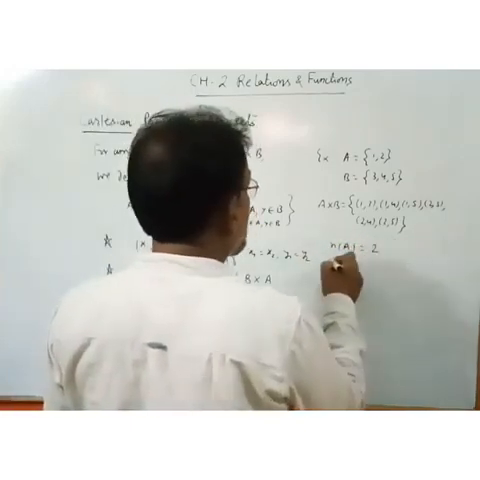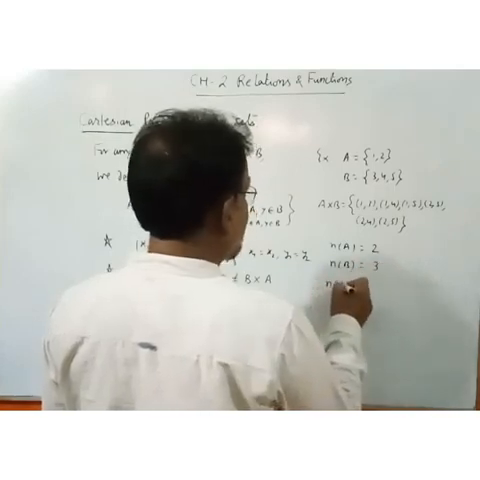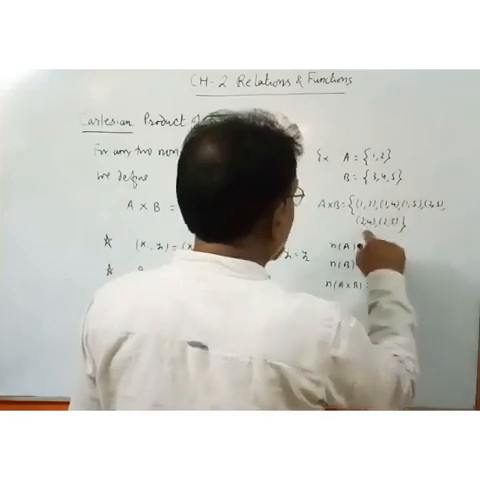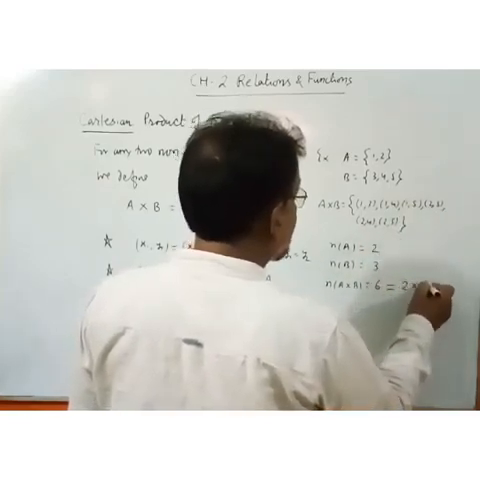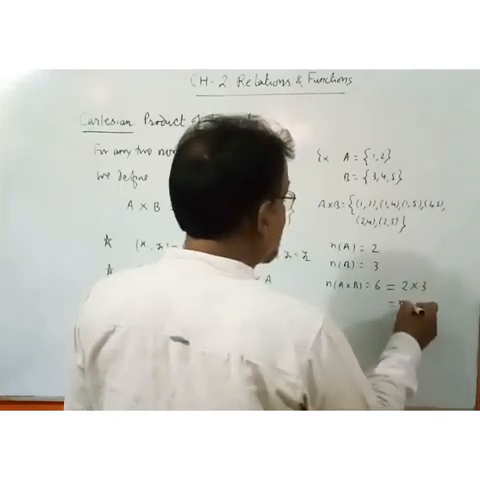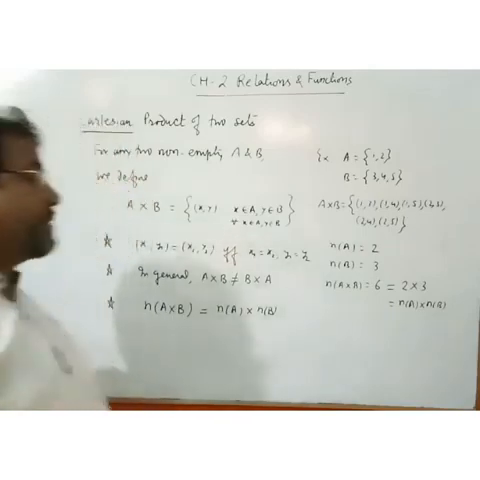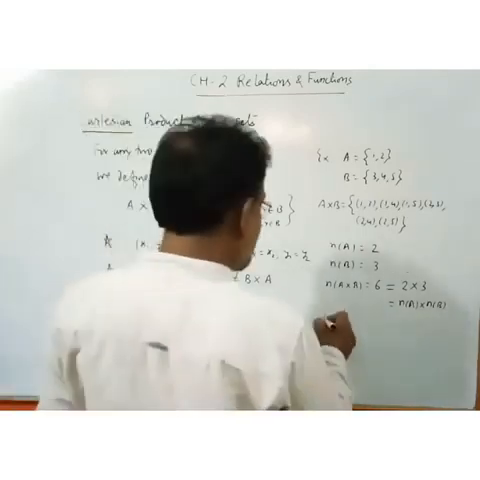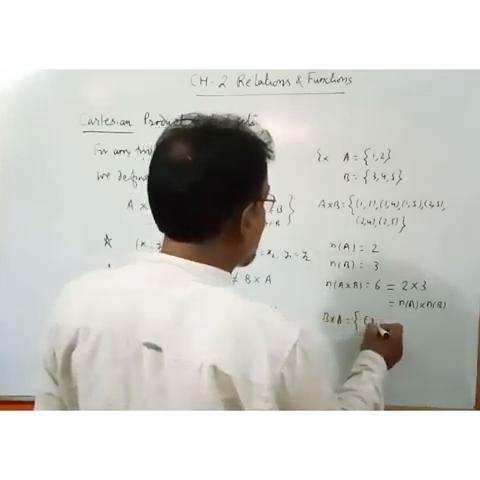Now check how many elements are there. Number of elements in A is 2. Number of elements in B is 3. Number of elements in A cross B is 1, 2, 3, 4, 5, 6. How does this 6 come? 2 into 3. That is equal to number of elements in A into number of elements in B. This thing is very much clear.